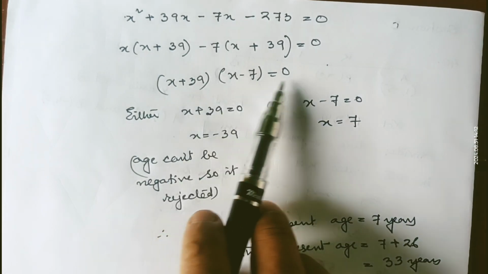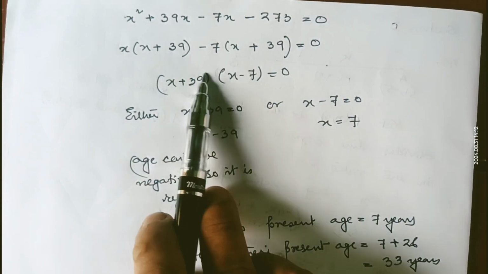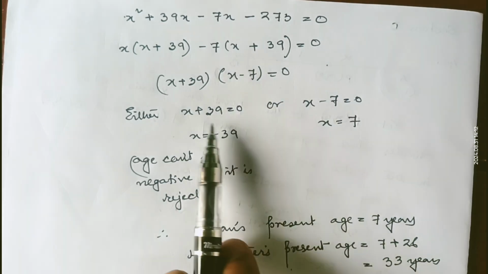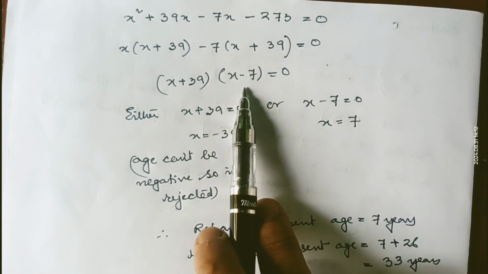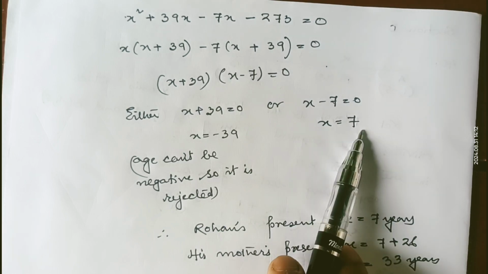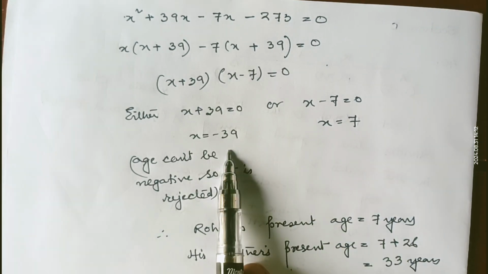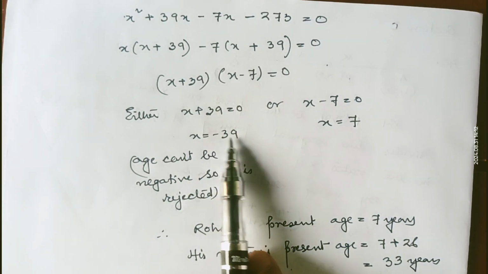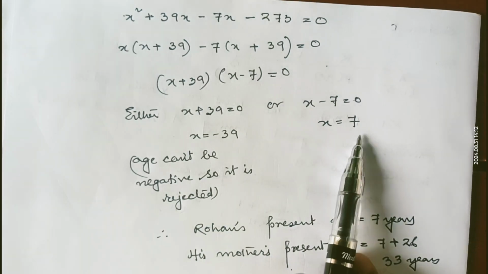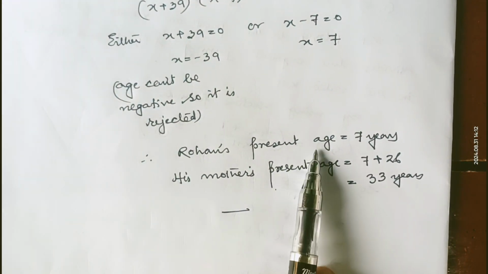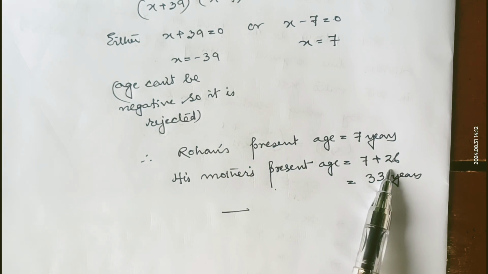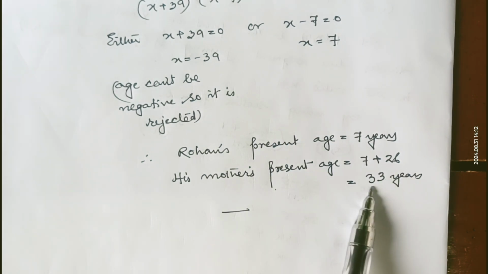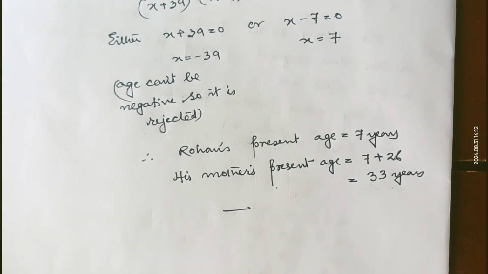Since the product of these two is 0, either the first one is 0 or the second term is 0. So x plus 39 is 0 means x equals minus 39, and x minus 7 is 0 means x equals 7. Now, the age of a person cannot be negative, so we reject this part and consider x equals 7. Therefore, Rohan's present age is 7 years. His mother's present age, which is 26 years more, is 7 plus 26, that is 33 years.